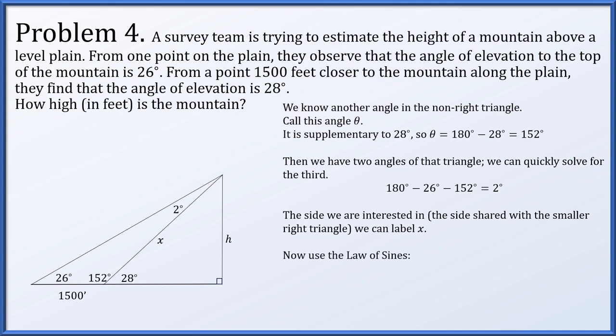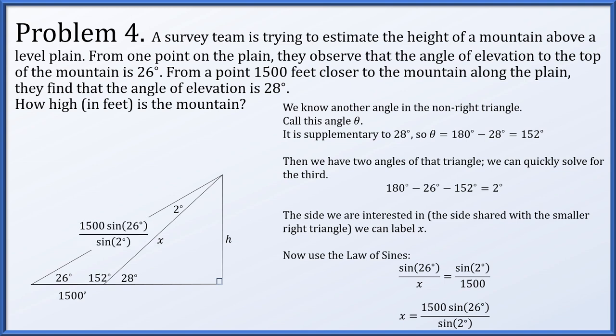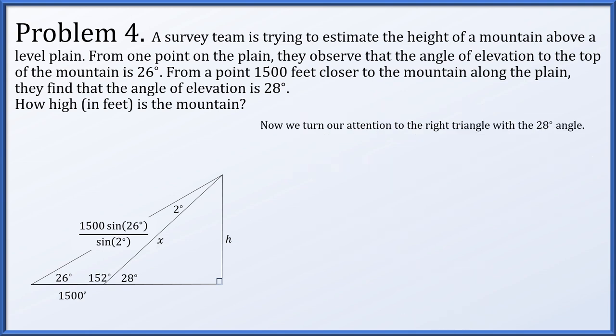We can use the law of sines on the non-right triangle on the left to solve for this. The sine of 26 degrees divided by x will be equal to the sine of 2 degrees divided by 1500. In other words, x is 1500 times the sine of 26 degrees divided by the sine of 2 degrees. We're not going to estimate this yet. So there's our length.